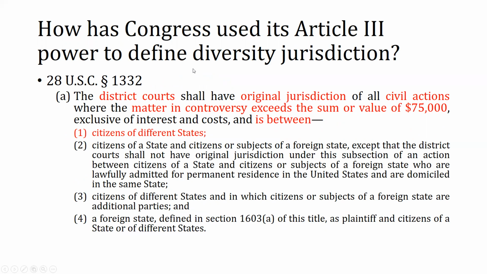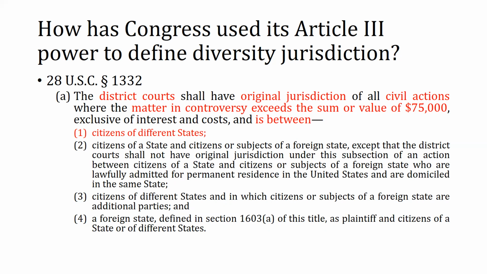How has Congress used its Article 3 power to define diversity jurisdiction in the statutes, in the legal rules of the federal code? Well, Title 28 of the US Code, Section 1332, gives us a number of situations in which the federal courts have the authority to hear these kinds of cases, particularly the district courts, those lowest of the courts where cases originate. Right? These are the trial courts where cases begin.